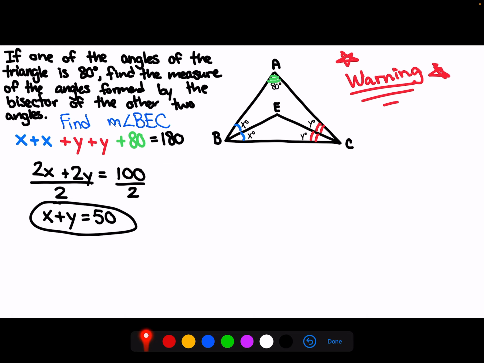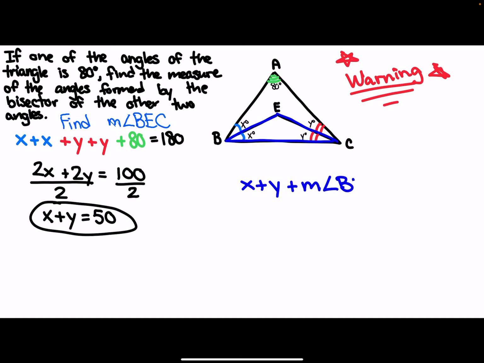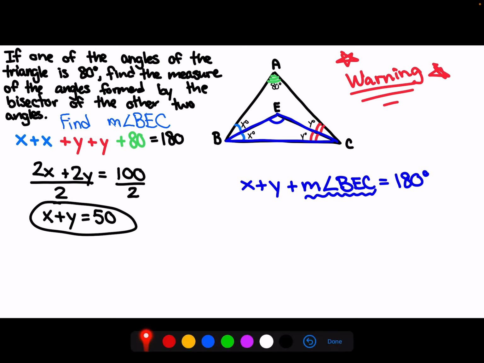Now from here, I'm just going to go ahead and simplify. I combine my like terms, 2x plus 2y, and then I subtract the 80 from both sides, giving me equals 100. Simplifying it down further, I divide both sides by 2, and we get x plus y equals 50. So I know that x plus y is equal to 50. Now from here, I'm going to focus on triangle BEC. So I know that triangle BEC's angle sum is x plus y plus the measure of angle BEC is equal to 180. But I know that x plus y is equal to 50.